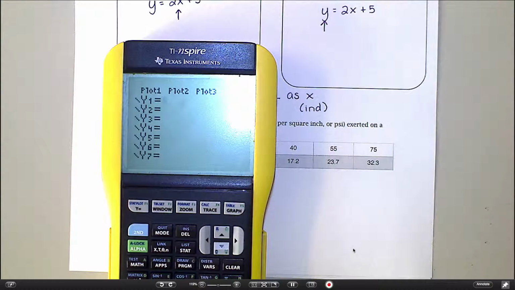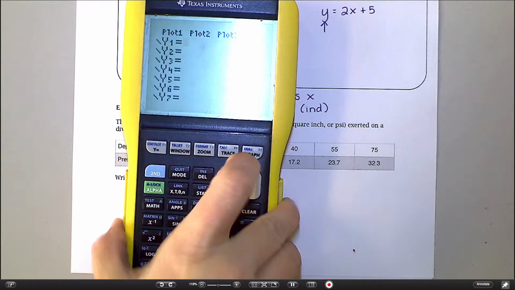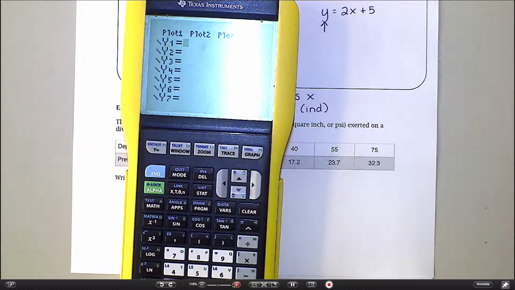Spoiler alert, I'm going to have you turn it back on a little bit. But I want you to see the whole process. And not everybody's was turned on, so if we all start with it turned off, we'll be okay. Okay, then I want you to find the stat button, which is next to your arrow keys there.